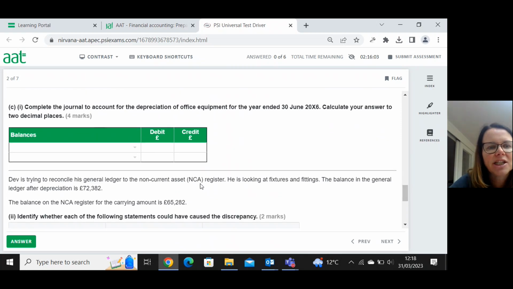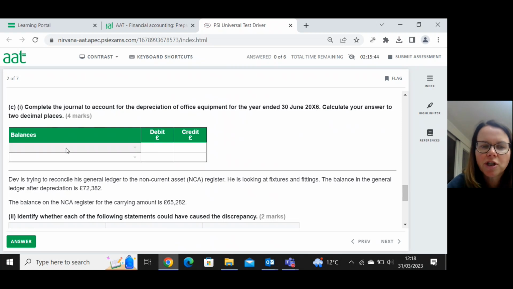Now it says here, complete the journal to account for the depreciation. I don't really like the use of the word balances here because it kind of makes me think, well, do you want it after you've done the journal? But no, it doesn't. It just means which accounts are in play.